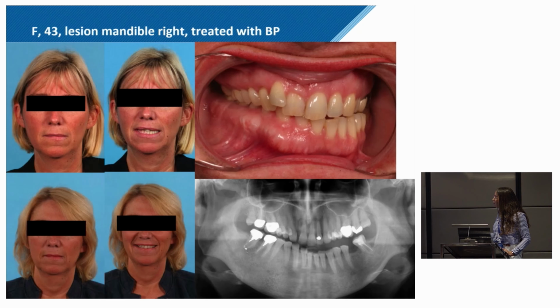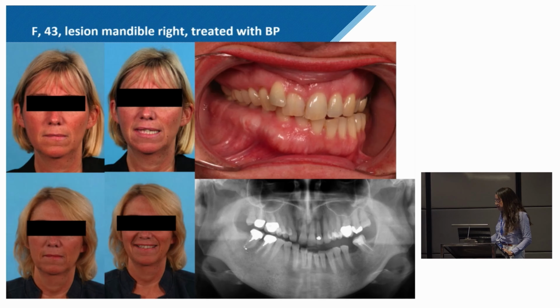It is a 43-year-old lady, and she had a lesion in her mandible on the right side. She had already been followed in our department for about 15 years, and we didn't do anything except give her some bisphosphonates to try to decrease the activity of the lesion. I already discussed with you that the teeth were moving and that her bite was changing.